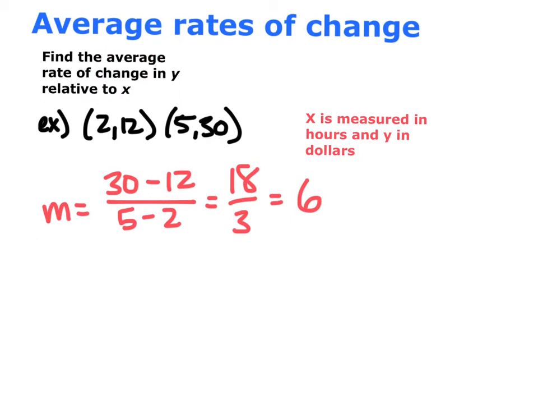And let's look at what the y's are measured in here. We have that the y is in dollars. And in the top of our slope, we have the y. So this is $6. And then we're dividing by the x's, so we're dividing by the hours. So $6 per hour. And that's an example of an average rate of change. Just that the y's are always in the numerator, and it'll always be the y measurement per the x measurement.